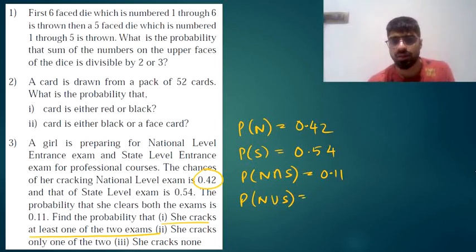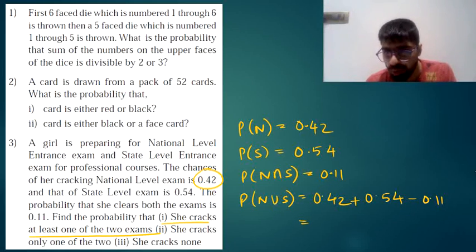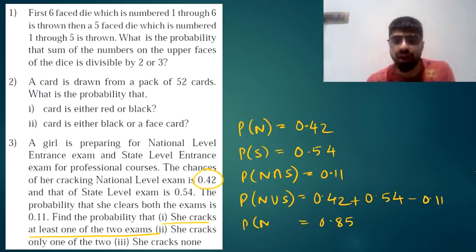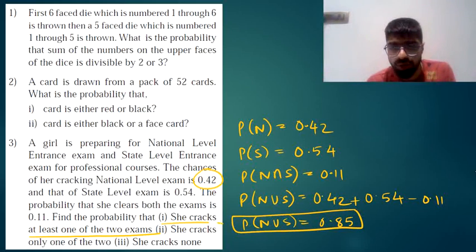And as per the formula, this will be P of N, that is 0.42, plus P of S, which is 0.54, minus P of N intersection S, which is 0.11. So if you total it up, it's going to be 0.96 minus 0.11, that is 0.85. So this is P of N union S, and that's the answer for your first part.